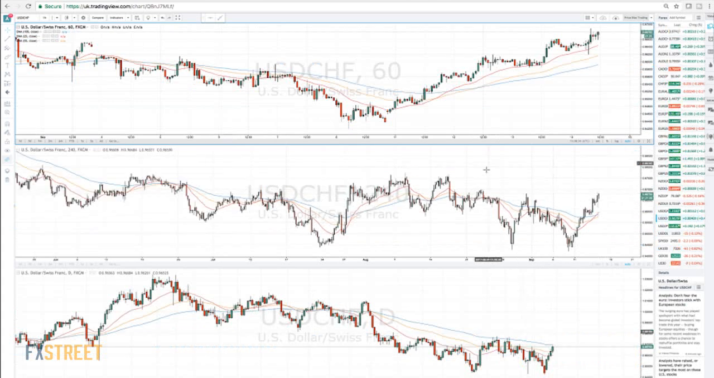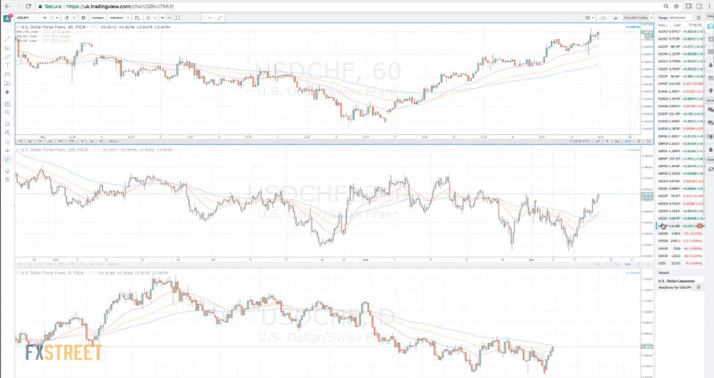The dollar franc is just in the middle of nowhere, doing nothing but going sideways. So we don't even need to waste airtime on that.